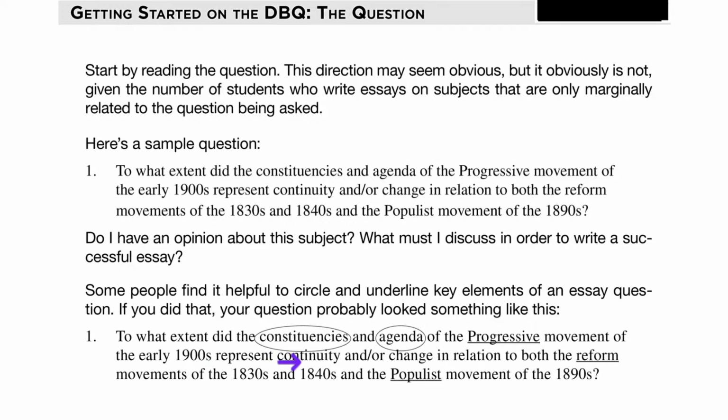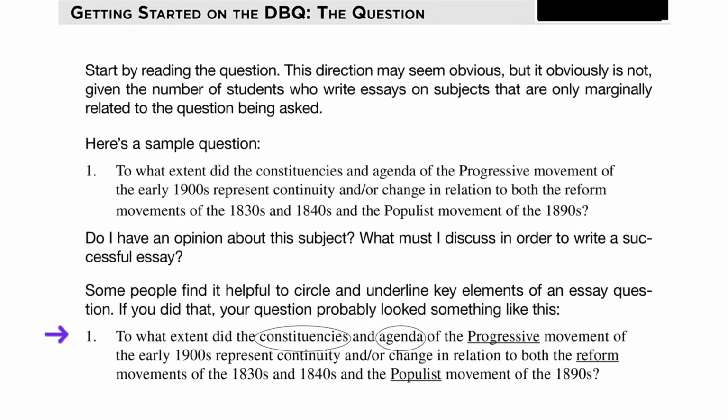Then they're also asking about continuity and or change, which continuity just means sameness, things continuing as they are. And obviously change is the opposite of that. So there might be some of both. And then they bring in the reform movements of the 1830s and the 1840s. So this is why it's important for you to prep good notes and study up on these movements so that you know what they're talking about. Even if you can only think of 1 or 2, that's fine, right? I mean, the more you know, the better. But even if you can just touch on 1 or 2 of them, that's probably enough. And then they're referring to the populist movement.